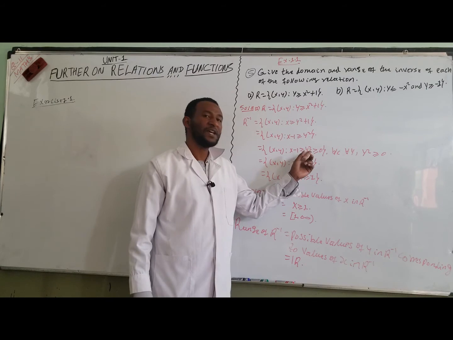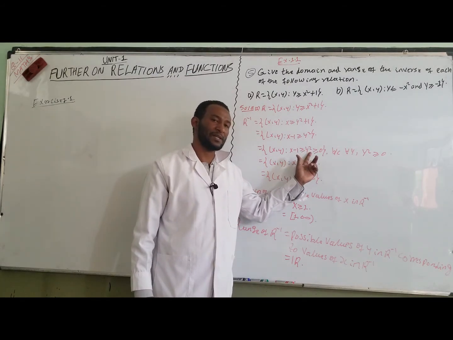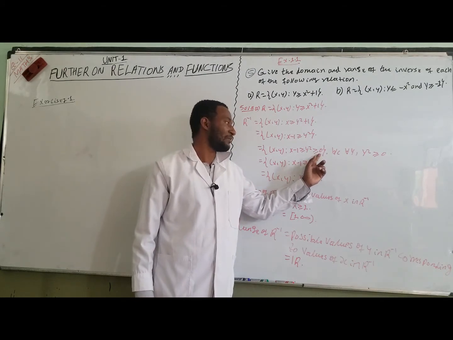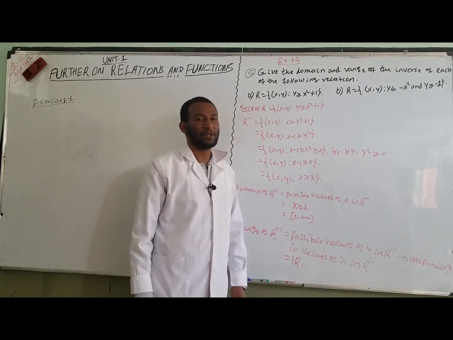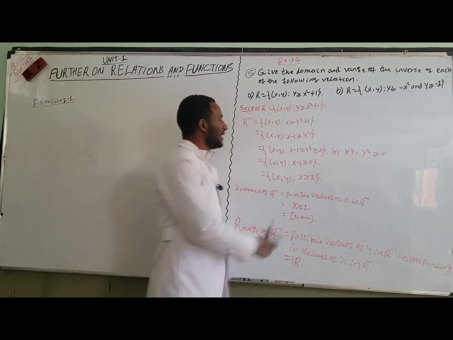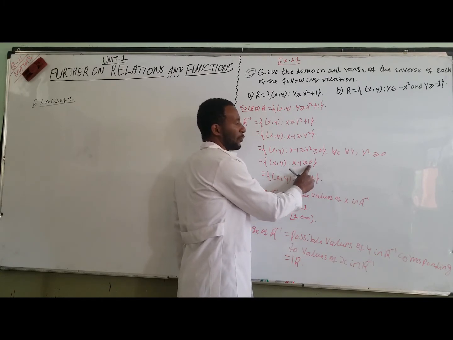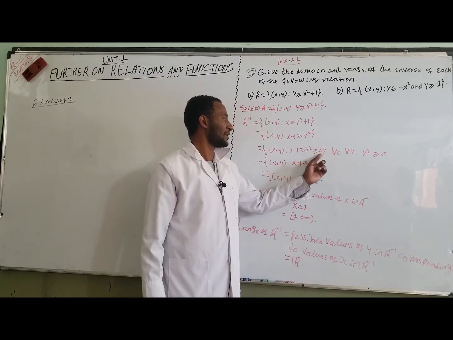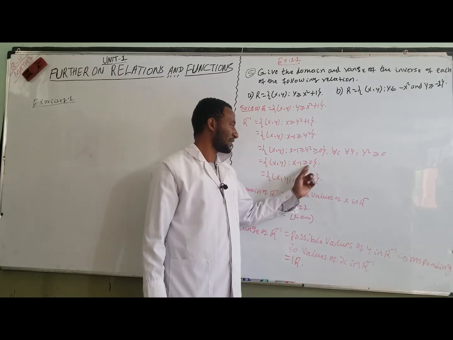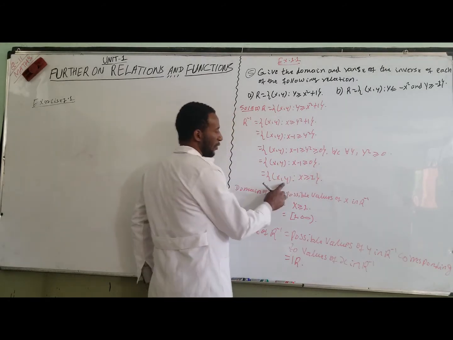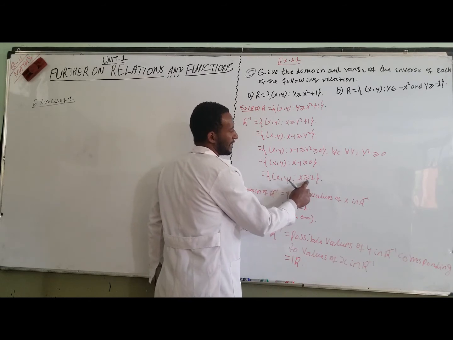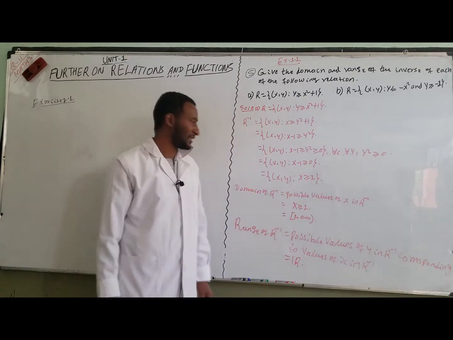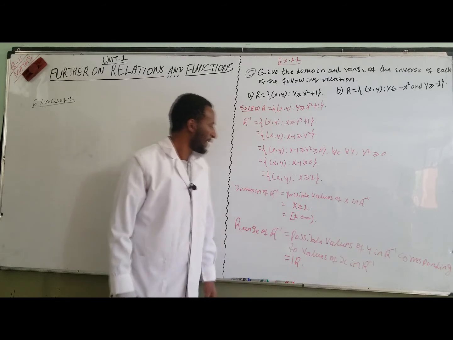Then this equals the set of (x, y) such that x minus 1 is greater than or equal to y square. Any real number put in the place of y gives y square greater than or equal to 0. Therefore, by the transitivity property, x minus 1 is greater than or equal to 0, then the set of (x, y) such that x is greater than or equal to 1.